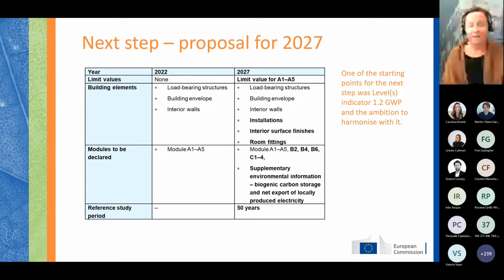We also propose that the climate declaration will be extended, so the full life cycle is included, though not all the modules. And we also propose to add some more supplementary environmental information, for example, biogenic carbon storage. And the reference study period that we propose is 50 years, and this is according to Level(s).